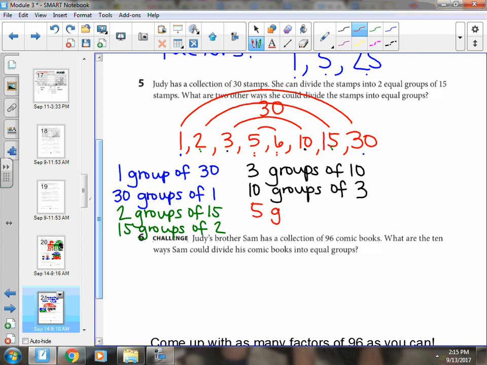5 groups of 6 or 6 groups of 5. Imagine having 30 tiles, those little plastic tiles we used in class, and arranging them into all the different arrays that you could possibly make with 30.